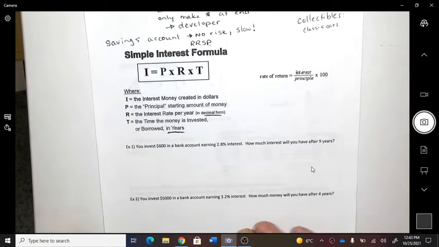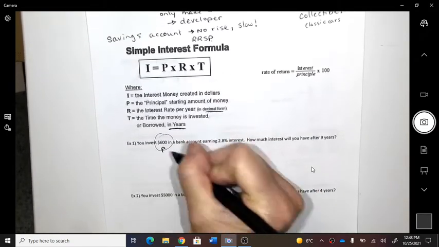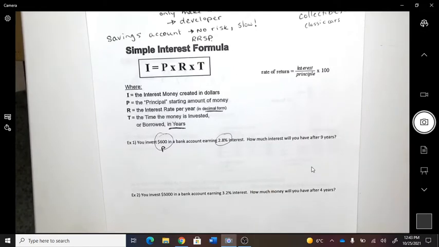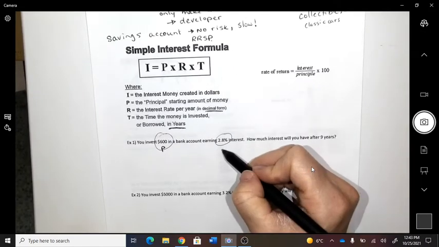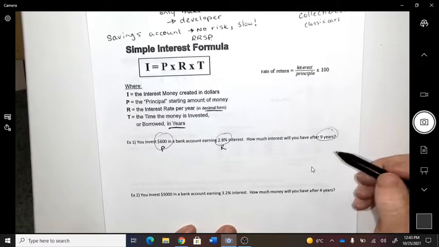Number one, you invest $600 in a bank account. So that is my P. And you earn 2.8% interest, so that's going to be my rate. How much interest will you have after 9 years?